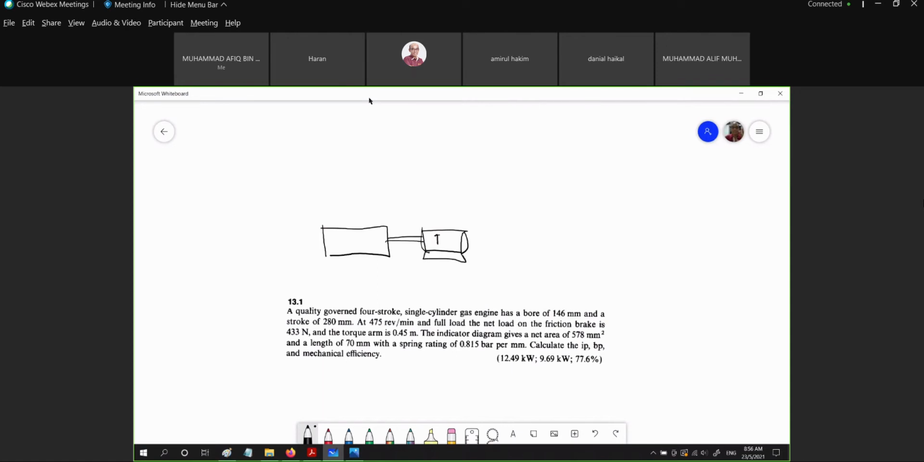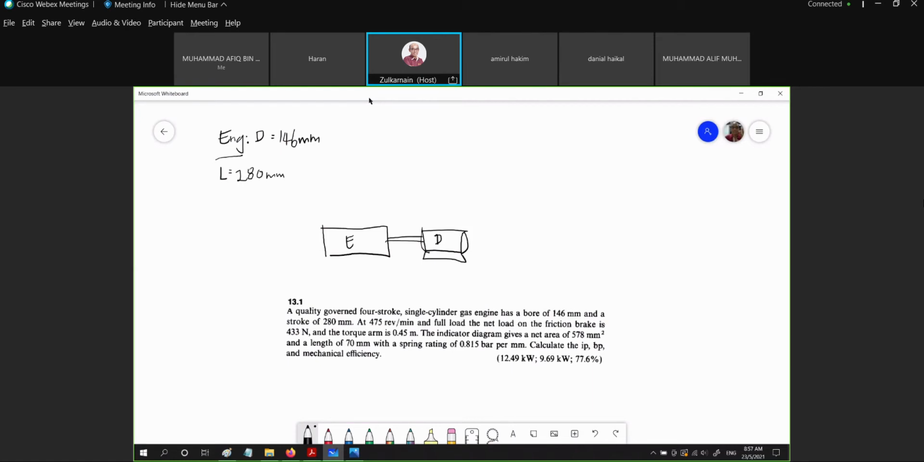So this is dyno, this is engine side. So the 146 bore is the parameter for the engine. D is equal to 146, no decimal point, millimeter. The length of stroke L for the engine is 280 millimeter.